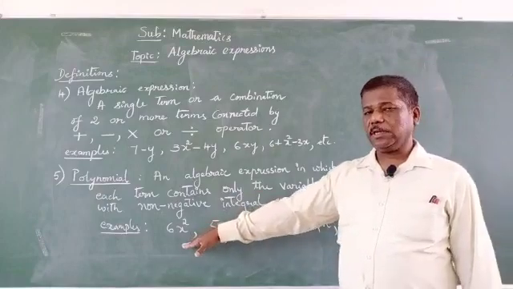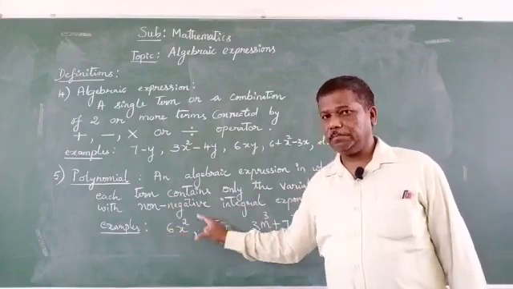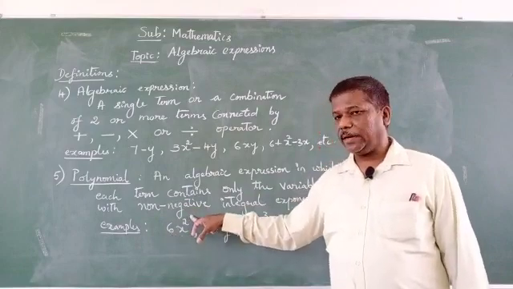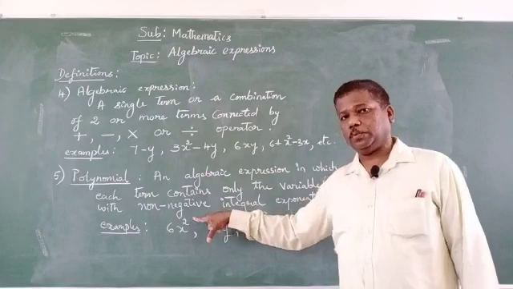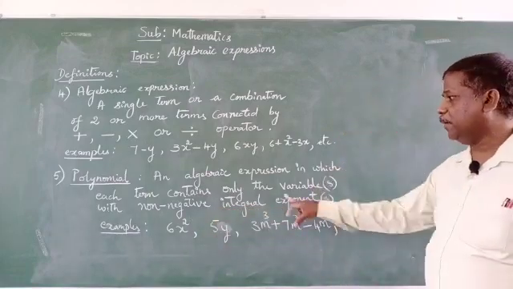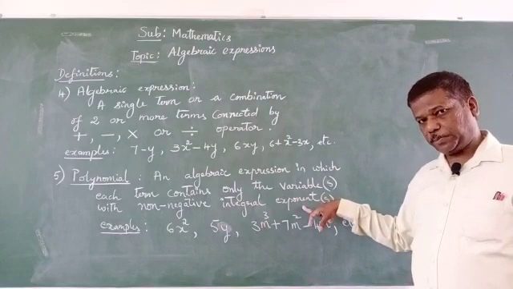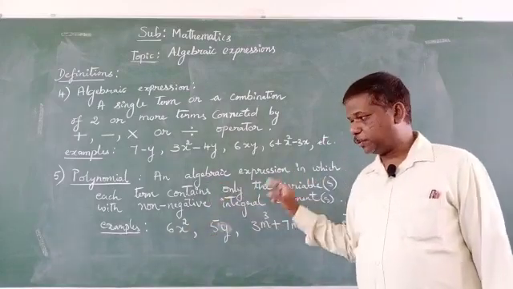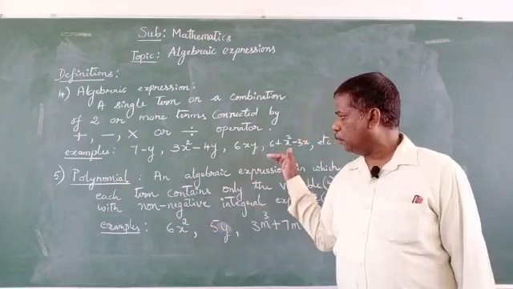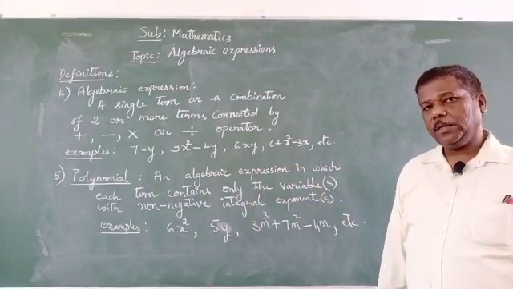So examples are given. 6x square, which is a single term. As you can see, x is raised to the power of 2. So that means it has a non-negative integral power or exponent. 6x square is an algebraic expression also. So this 6x square, which has both these conditions satisfied, is called a polynomial.